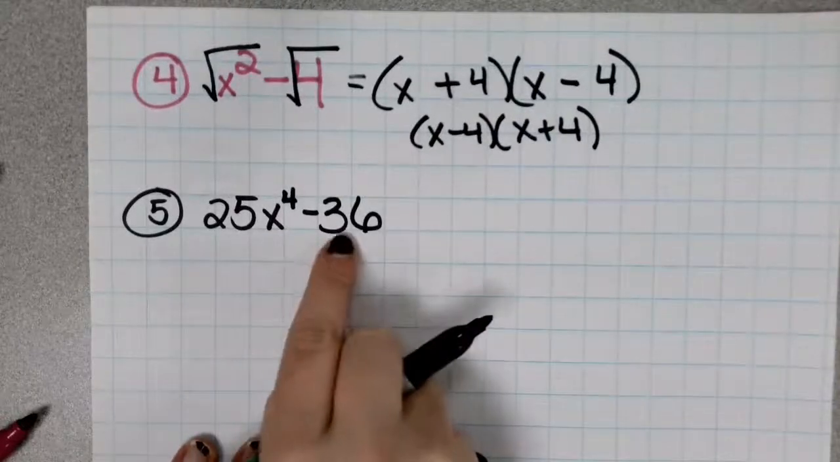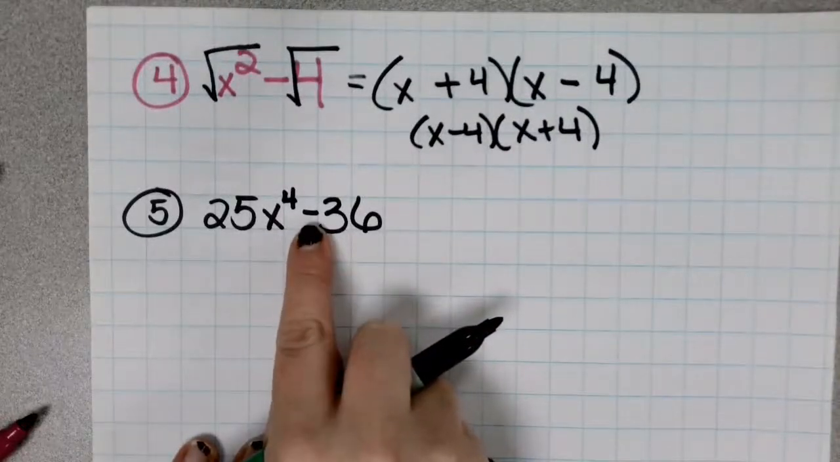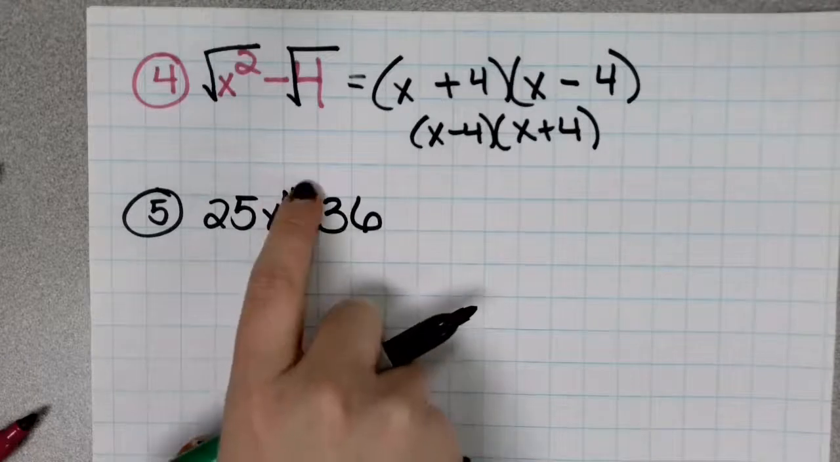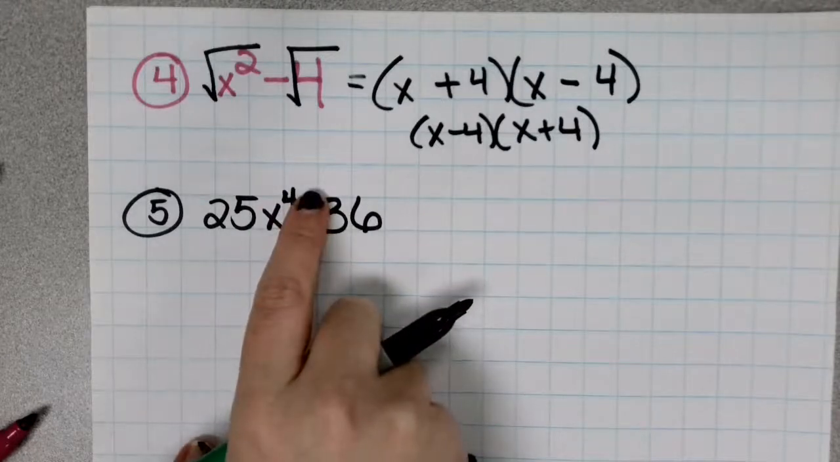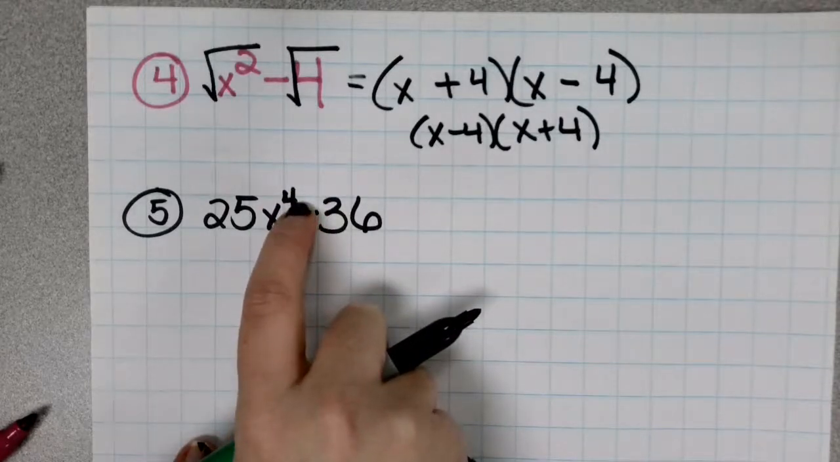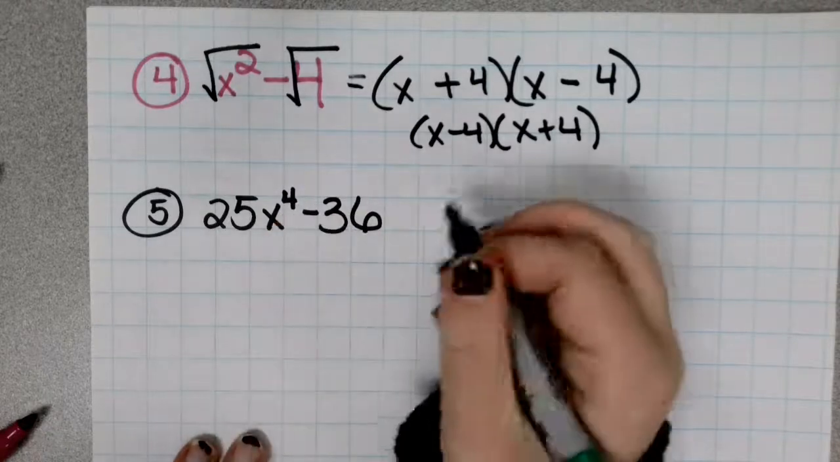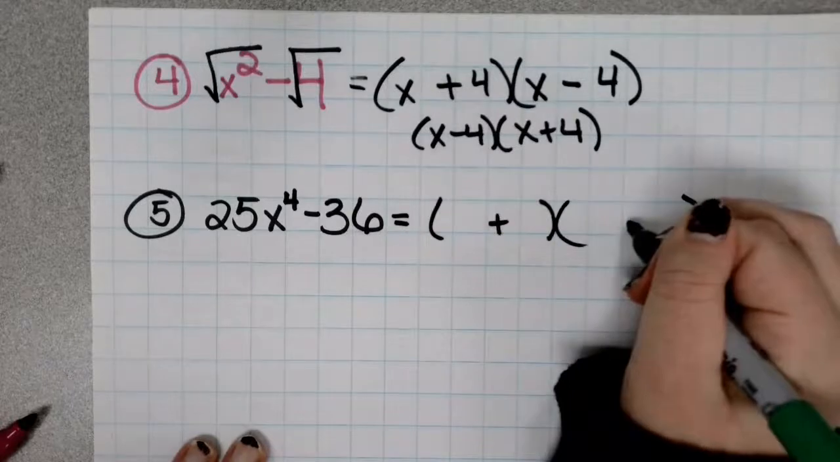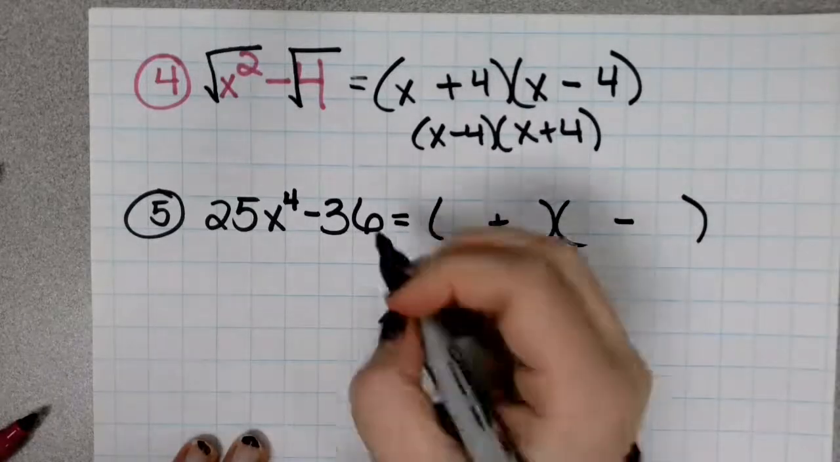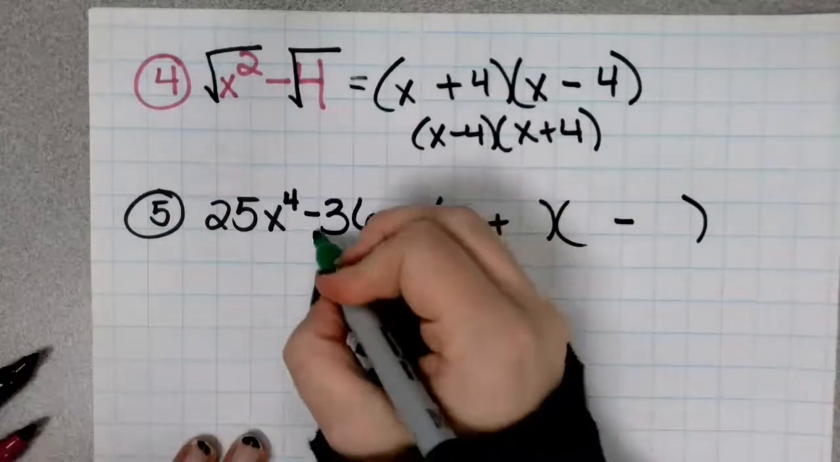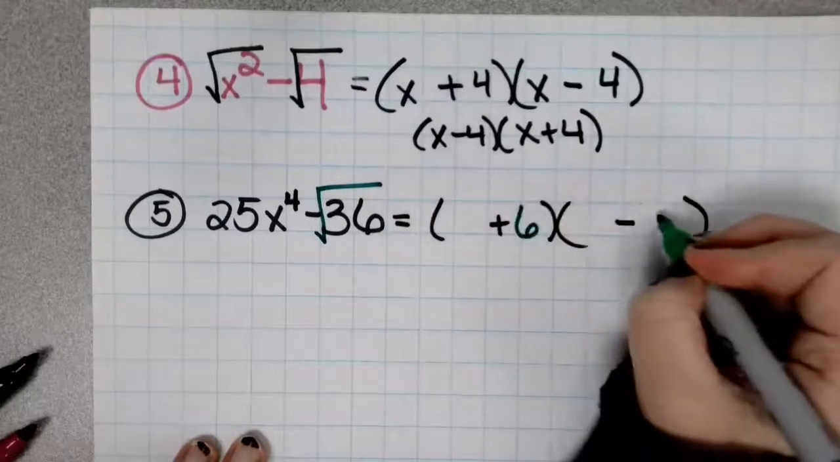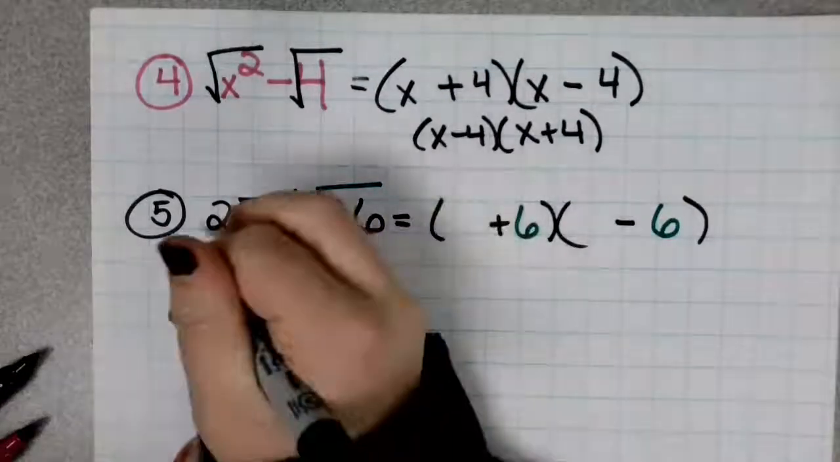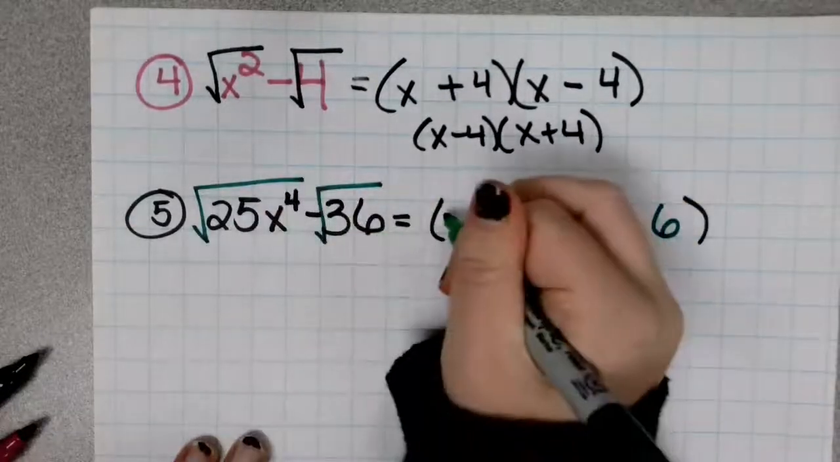Alright, so 25 and 36 are perfect squares. We have a subtraction symbol, and you're probably looking at this, x to the 4th. Is that a perfect square? Whenever we have an even number here, we can break it down. So let's do what we do first, plus and minus. Let's square root the 36 first. That's going to get me a 6. The square root of 25 we know is 5.